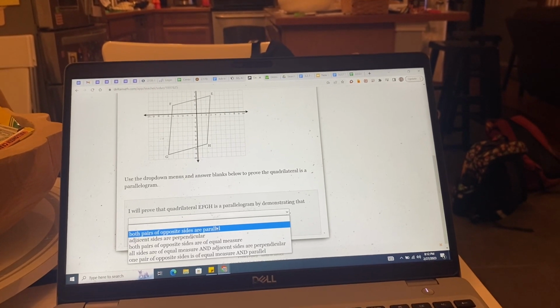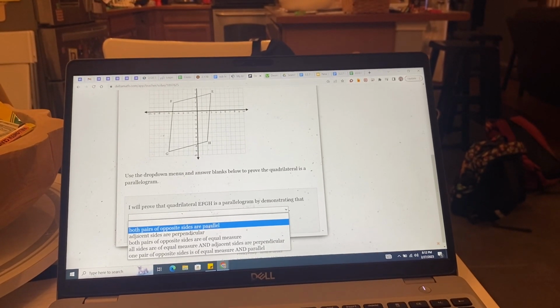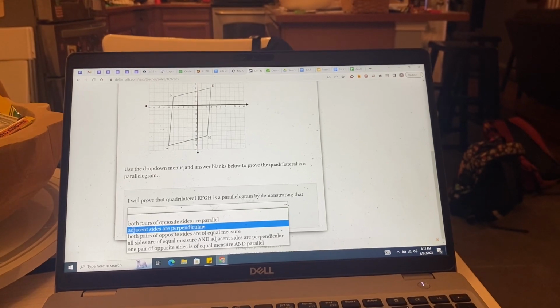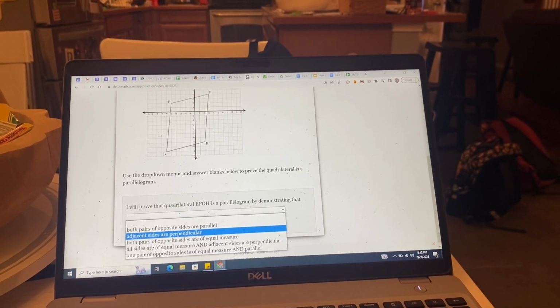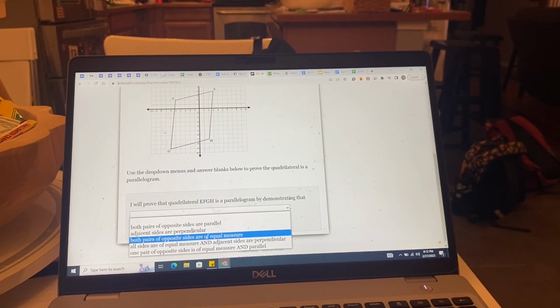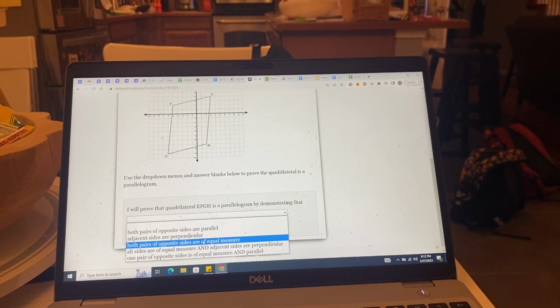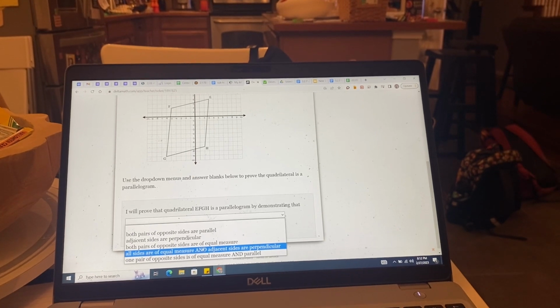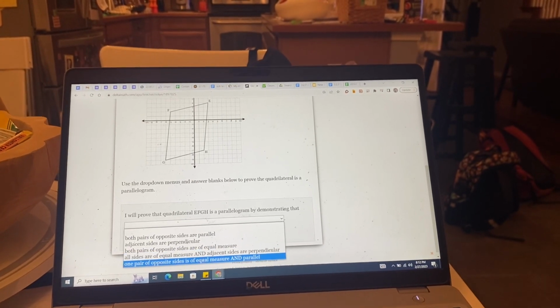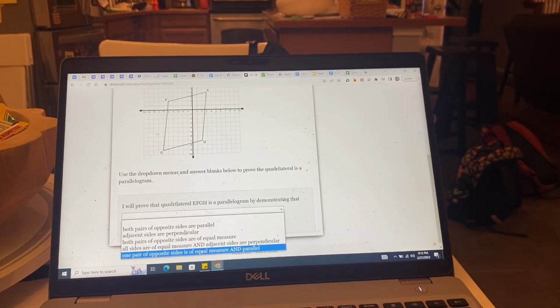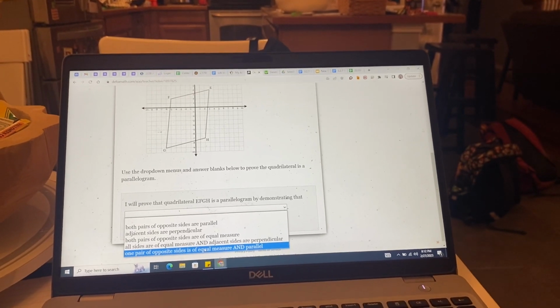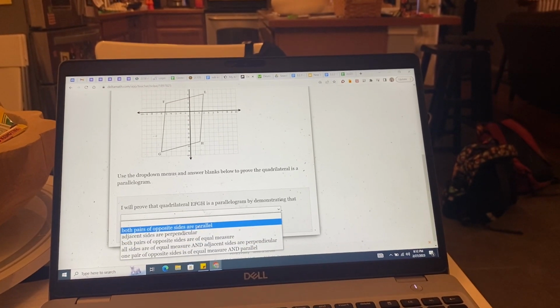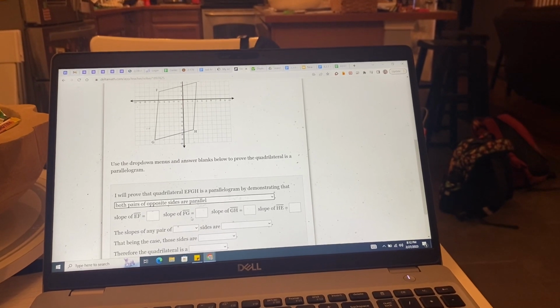Now I can choose, if I think this is a rectangle, that the adjacent sides are perpendicular. I can choose both pairs of opposite sides are of equal measure. I could show all sides of equal measure and the adjacent sides are perpendicular. That'd be for the square. I can show one pair of opposite sides is equal measure and parallel. But I just like the both pairs of opposite sides are parallel for this right now.